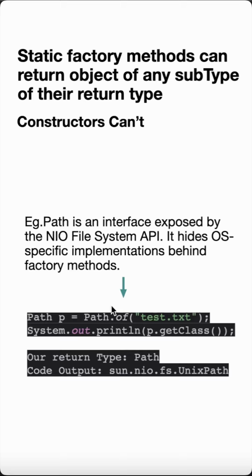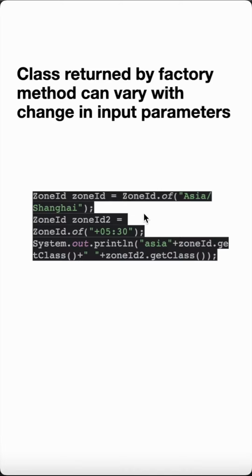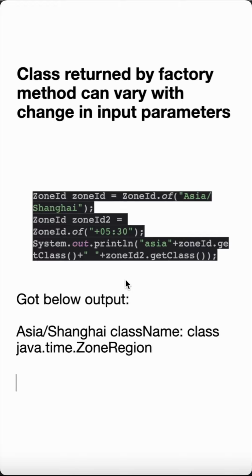So this way, static factory methods offer better flexibility, and the class returned by a factory method can vary with the change in input parameters. For example, you have a ZoneId class which has an of static factory method. Depending on the input parameter like Asia/Shanghai or 5:30, it returns different ZoneId objects.